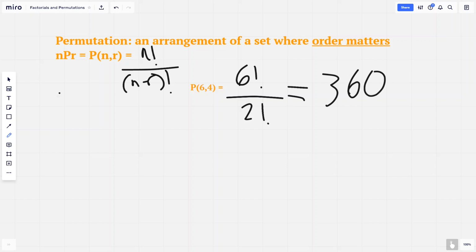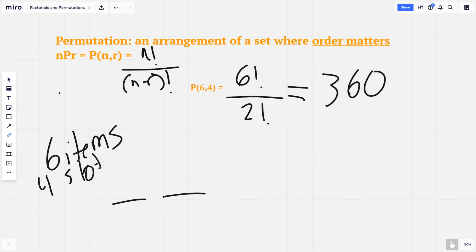So now to understand or visualize why this is even happening, let's pretend we have 6 items. That's what our N stands for. And our R stands for the subset we're taking. So we have 4 slots. That's what the 4 stands for, the subset. So we're picking 4 of them and we want to rearrange them in that subset.